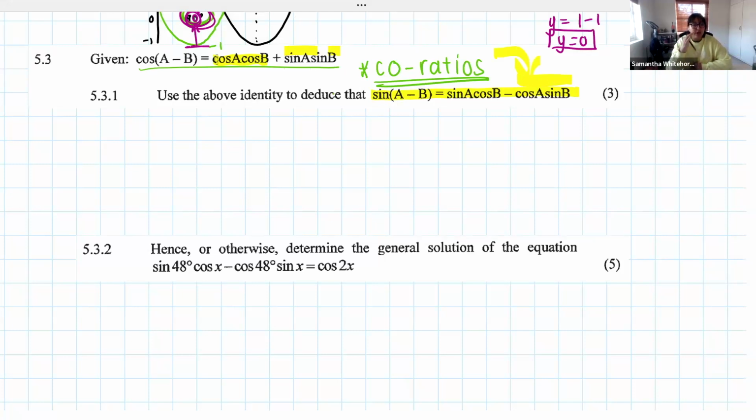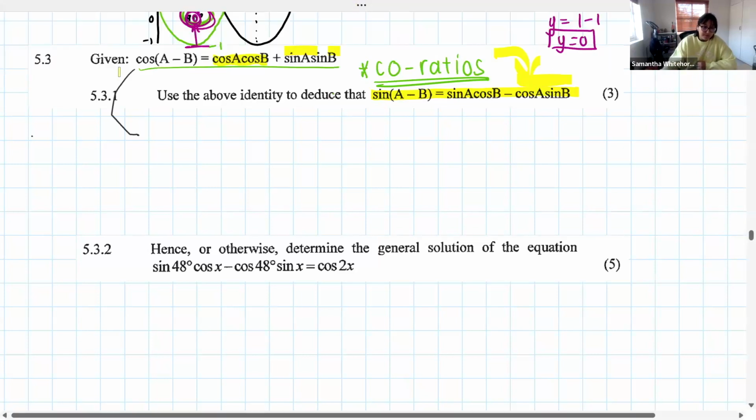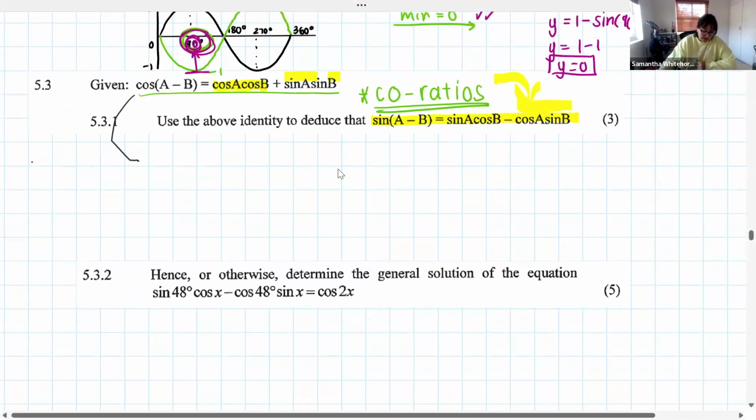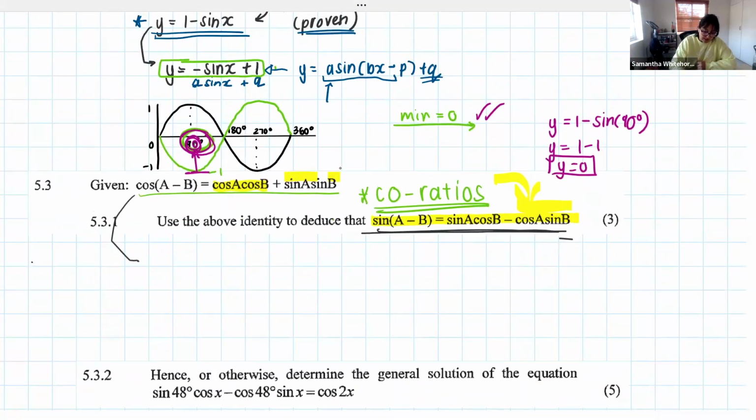We know that if we want to change from a cos to a sine or vice versa, we have to use a co-ratio. Which angle you choose to apply your co-ratio to is completely up to you. I always just go with the first one, because for me it's easier, but it really makes no difference. Remember, we have been told that we need to use this identity. So we're not using anything that we've been given just yet. We're not going to use anything over here. We're going to use what we've actually been given.